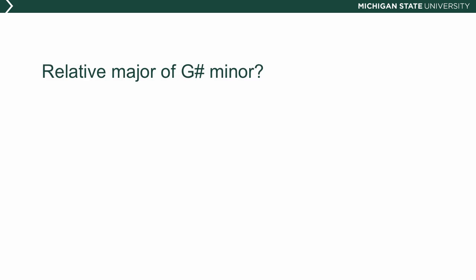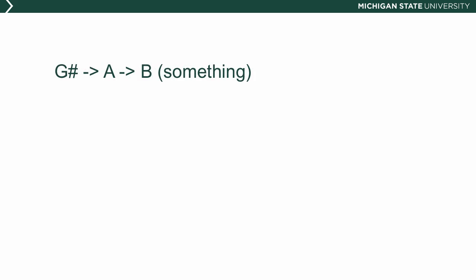Going the other way, what is the relative major of G sharp minor? Going up 2 letters, G, A, B, we know it's some kind of B. It can't be B flat major since that's flats. So the relative major to G sharp minor is B major. They have the same key signature.